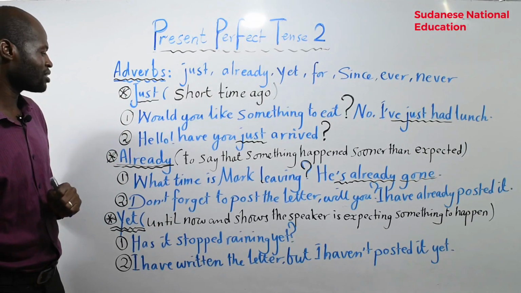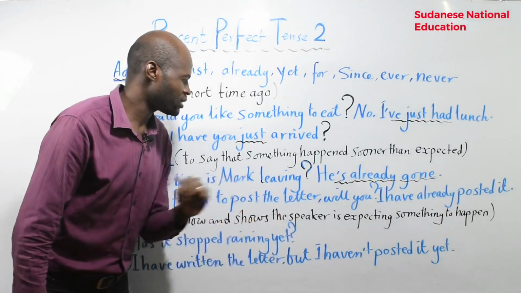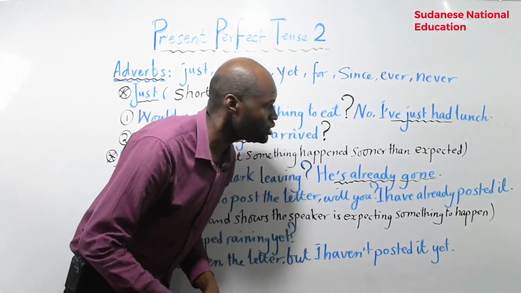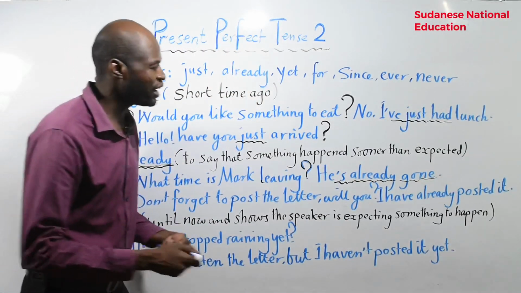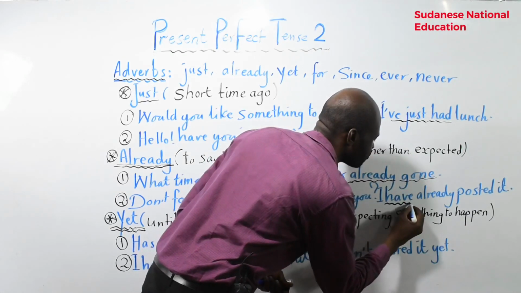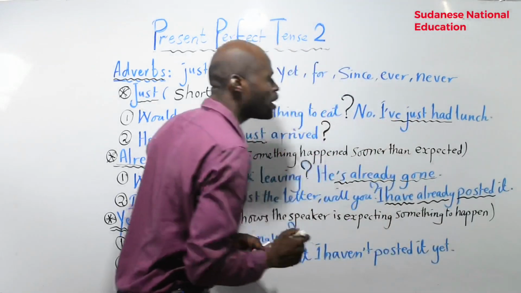Let's take another example. Don't forget to post the letter. Will you? The answer: I have already posted it. I have already, or you can use the short form and say I've already, and then the past participle posted.